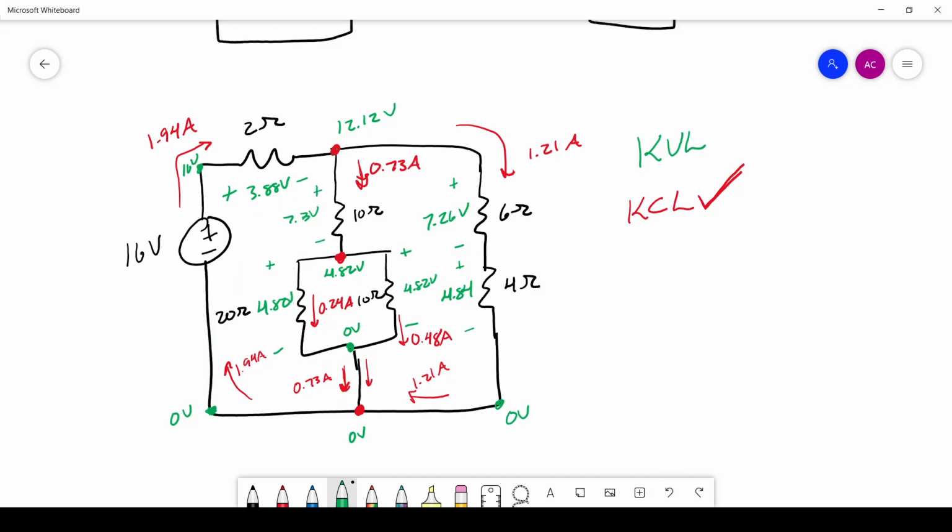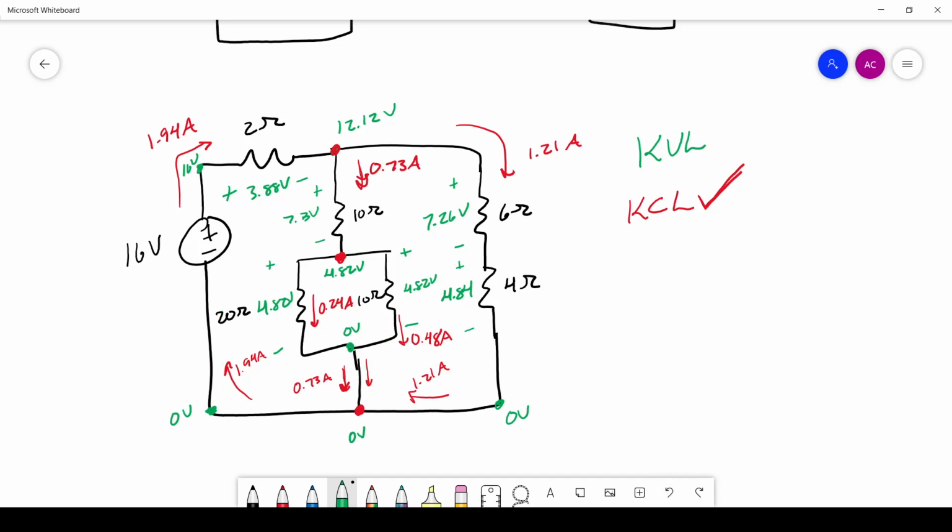Let's start from this bottom left corner again. Again, we go up 16 volts, minus 3.88 volts, minus 7.3 volts. Now we're here, we have 4.82 volts. Let's go this way. We get another minus 4.82 volts. Here we're at 0 volts. This one's also satisfied.